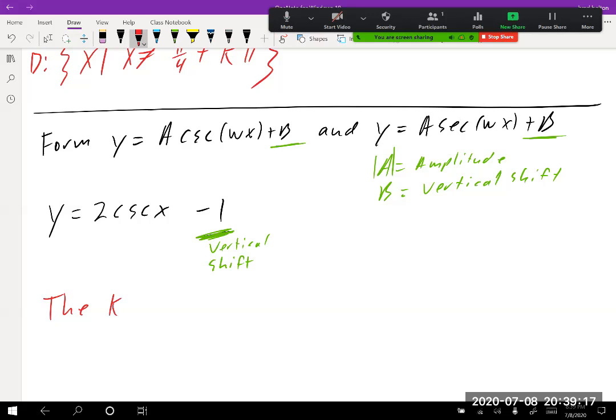The key to graphing, sorry guys, there's a helicopter going overhead right now. I'm just going to write for a second.